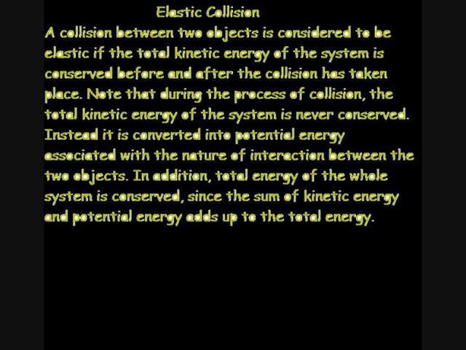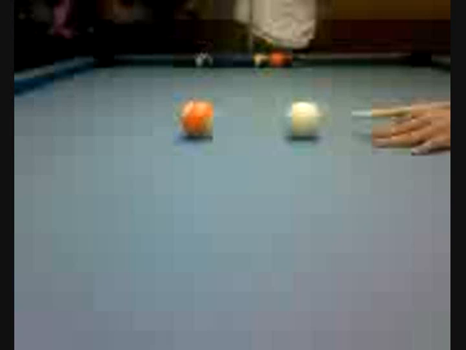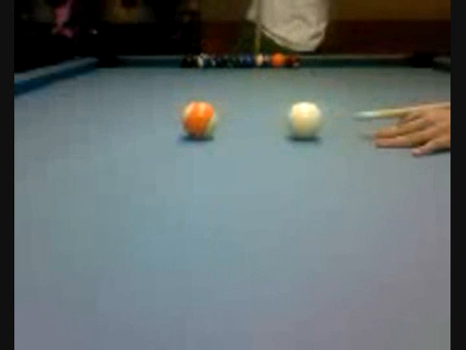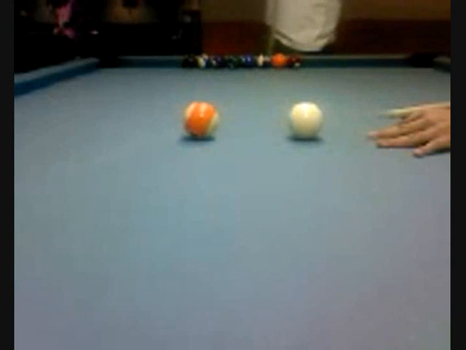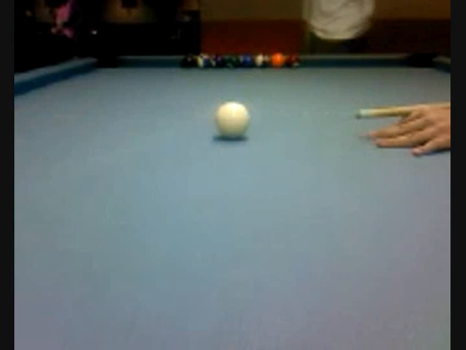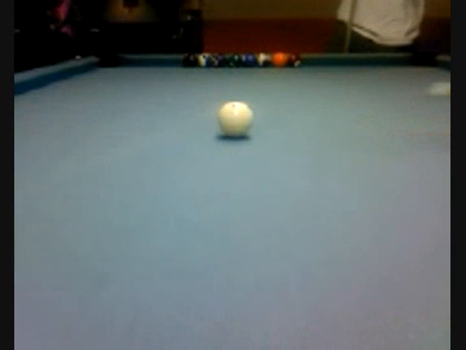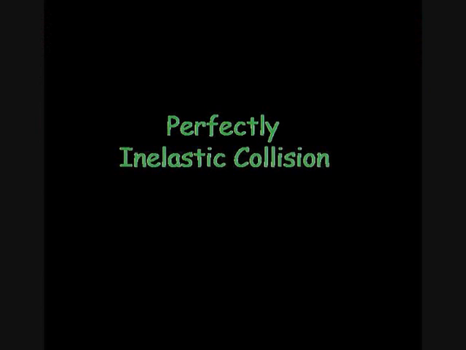Let us now view an example of an elastic collision. Let us now take a closer look at the elastic collision. As you can see, the white ball and the orange ball are adjacent to each other. As the white ball collides with the orange ball, kinetic energy is transferred from the white ball to the orange ball. The white ball comes to a stop while the orange ball moves off. This is an example of an elastic collision.